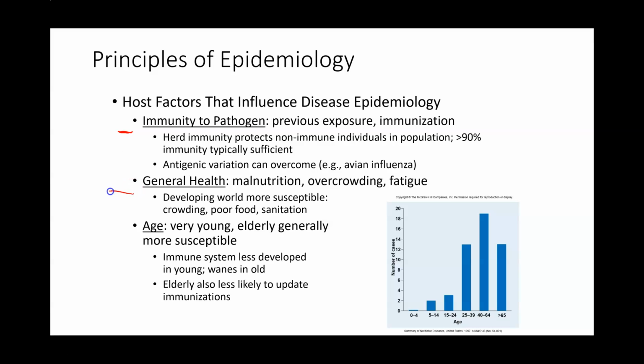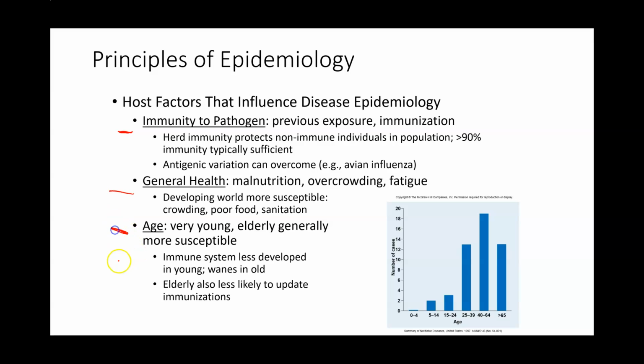Health of an individual. So if you're healthy, then you're going to be less likely to get sick. Your immune system is going to be healthier. If you don't get proper nutrition, if you don't get enough sleep, if you're in an environment where there's a lot of crowding or there's poor sanitation, then you're more likely to get disease.